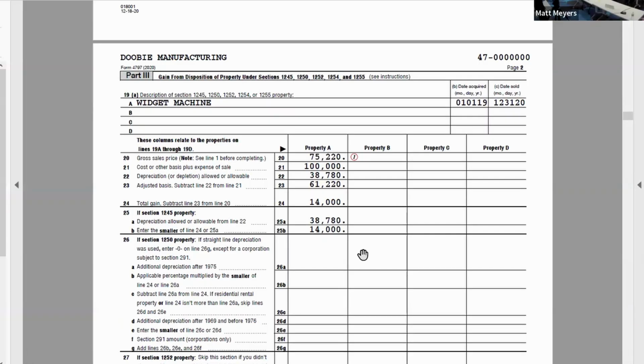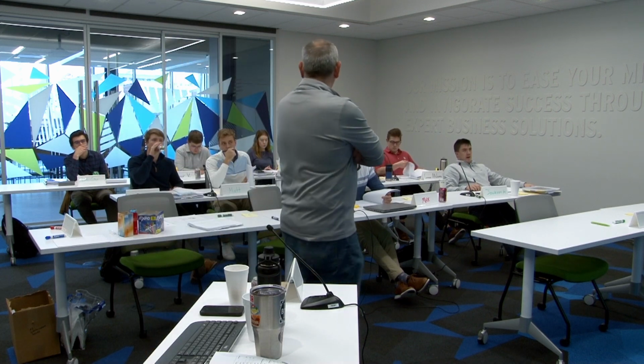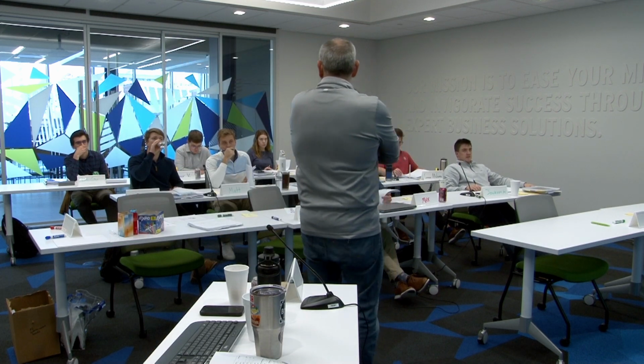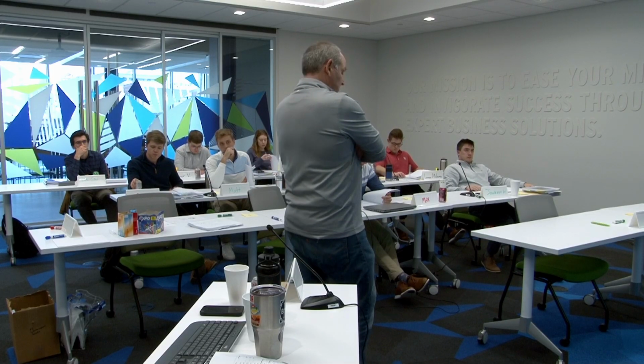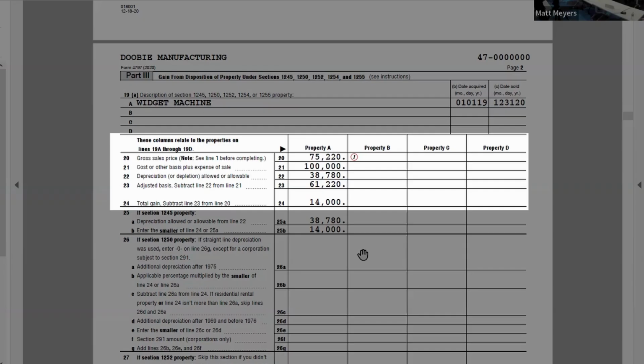So line 1 of this is what's your proceeds? So this goes back to, Allie, what was step 1 on our procedure? It was calculate the gain, right? Okay, so this top part is just calculating the gain. What is my proceeds? 75,220. My original acquisition cost was 100. My depreciation was 38,780. My adjusted basis 61,220, which results in a $14,000 gain.